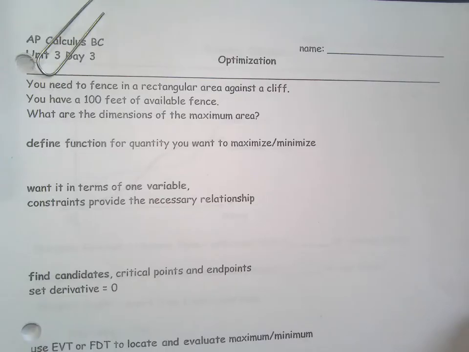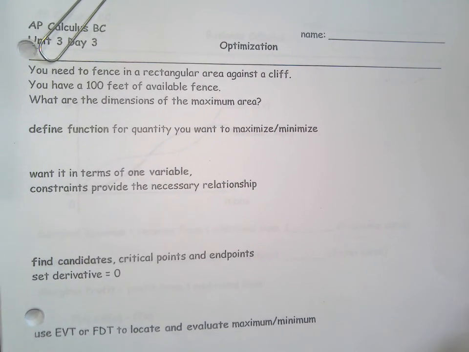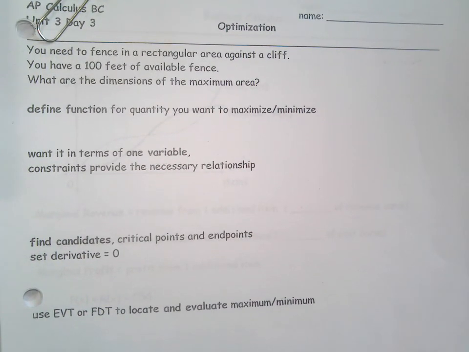Okay, AP Calculus BC, Unit 3, Day 3. We're going to do a review of optimization, which is an AB topic that we talked about last year. But we'll do a quick review of this. I'll just work through one example and kind of highlight the major steps that you need to take.